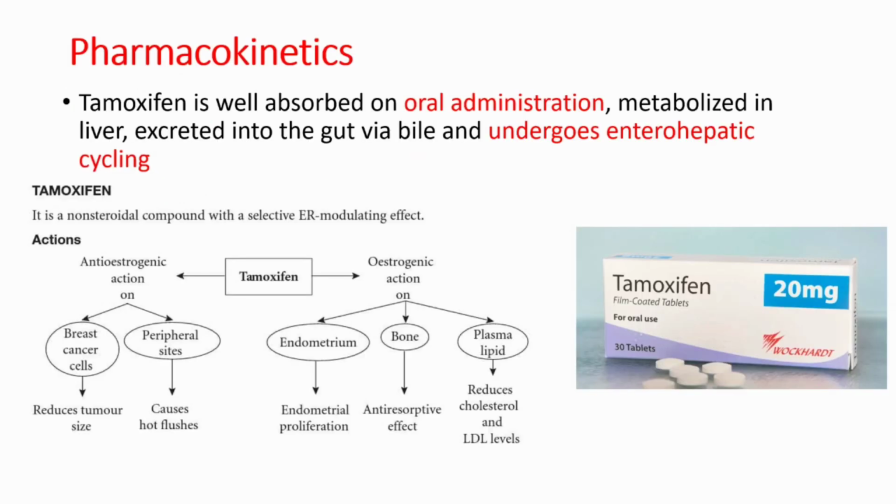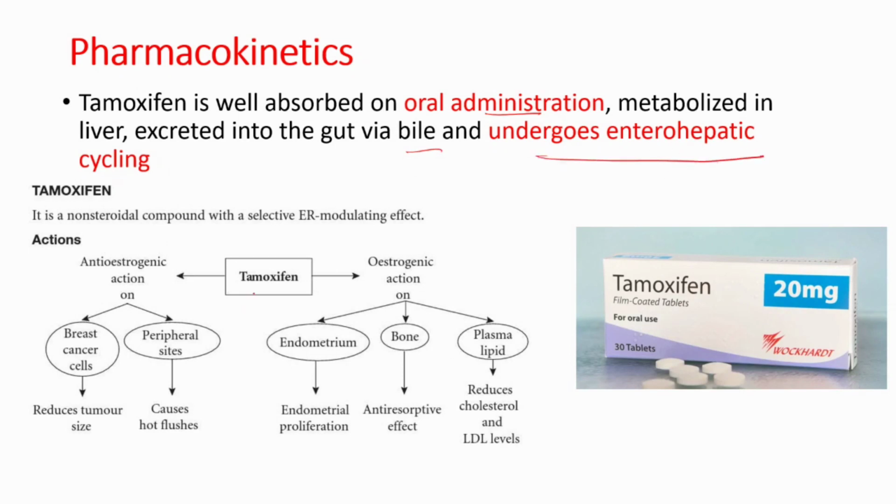See, tamoxifen is a selective estrogen receptor modulator. Tamoxifen is available in oral form, and this tablet is given daily for up to 3 to 5 years. If you see the pharmacokinetics of tamoxifen, it is absorbed orally, metabolized in the liver, excreted in the gut through bile, and it undergoes enterohepatic circulation.